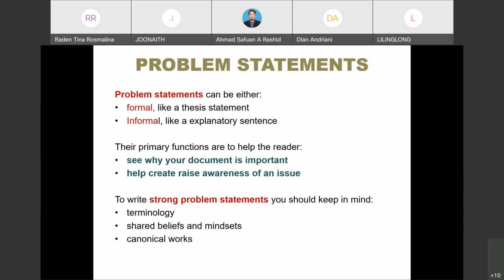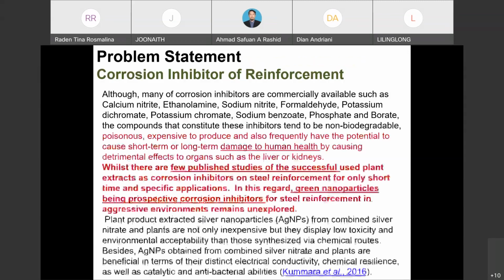For research problems, we should use a formal style, like a thesis, definitely. Their primary function is to help the reader. To write a strong research problem, you should keep in mind terminology, shared beliefs and mindset, and canonical works. So it should have a proper structure. This is one example, and you can read another example later on.